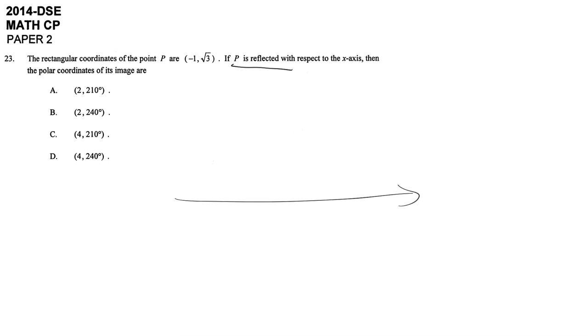I always ask my students to draw approximately, and then this is our origin. And then go left by 1, and then go up by square root 3. So point P is here. And then they say that with respect to the x-axis, so that means our mirror is our x-axis. If you imagine in your mind this is a mirror, then this point will jump over here.